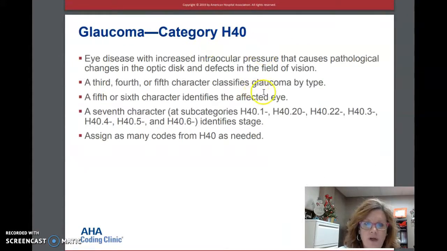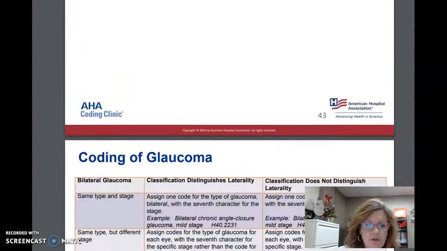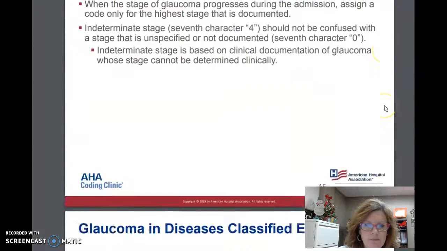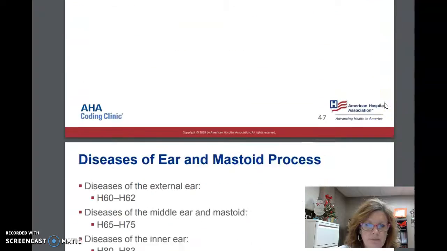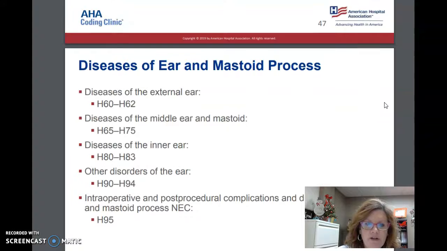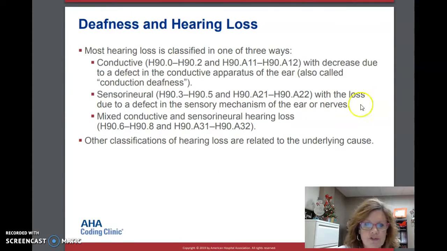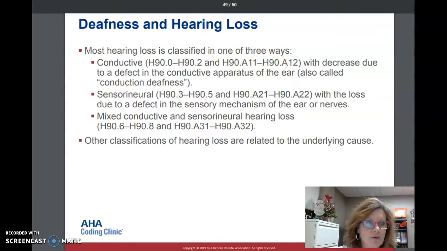Same thing with glaucoma. Your third, fourth, and fifth character is going to classify the glaucoma type. Okay, with glaucoma here is a nice little chart. This is same type and stage, same type but different stage. So it just gives you a little bit more explanation on them. Okay, so then we get into the ear. With the ear, there aren't any coding rules or definitions; it's pretty much stated that it is for documentation. So if anybody has any questions, let me know.